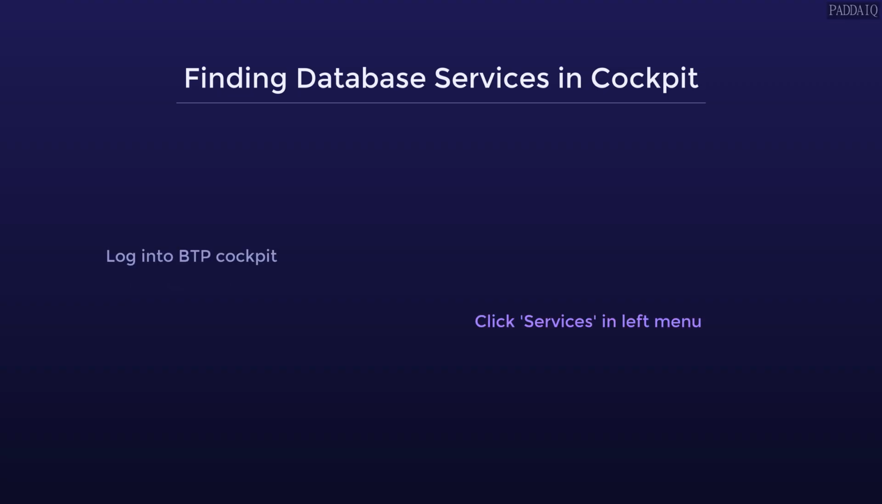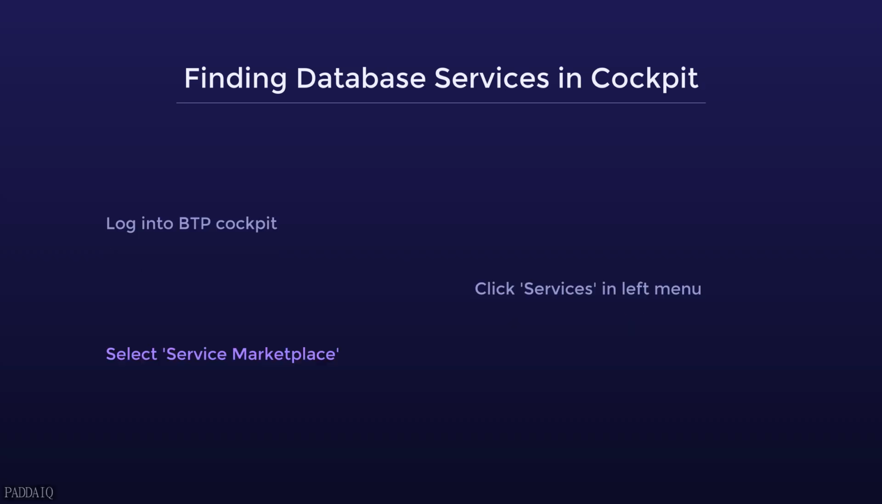Click Services in the left menu. This opens the catalog showing all available BTP services, similar to opening a library directory to find books. For instance, if you need a database, you'd go here to locate and enable it. This simple step is your starting point for accessing any service.